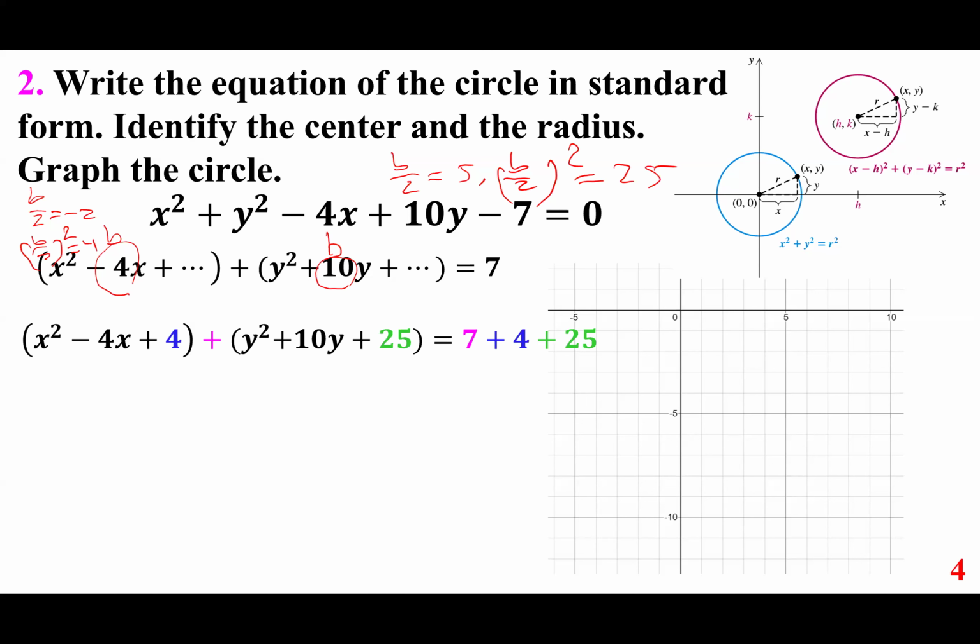So this is (x minus 2) quantity squared. This is (y plus 5) quantity squared. 7 plus 4 plus 25 is 36. So the center is obviously (2, -5), and the radius is the square root of 36, or 6.